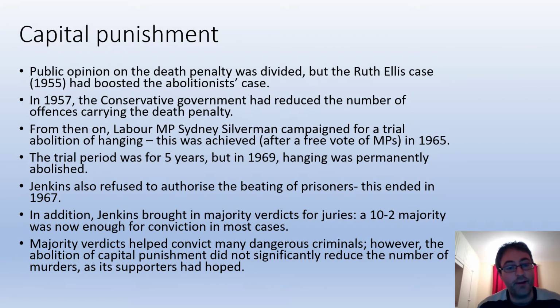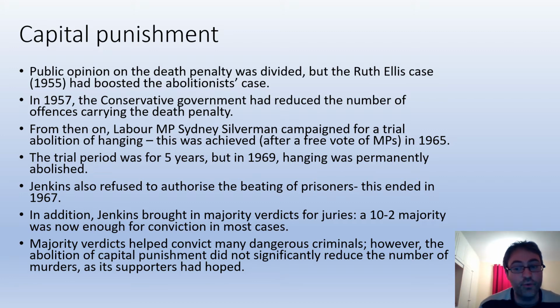The first issue is capital punishment or the death penalty. This was something that was still handed out for some cases of murder in Britain, even as we moved into 1964. It was an issue where public opinion was increasingly divided. There'd generally been a majority in favour of capital punishment, but the number of people supporting abolition was growing, particularly because of the Ruth Ellis case.